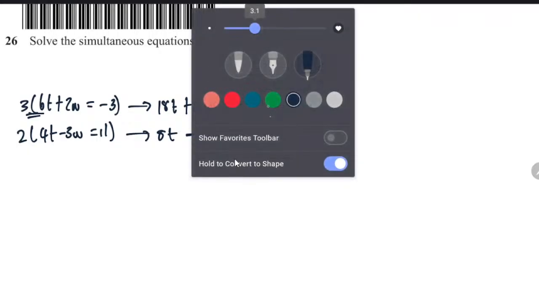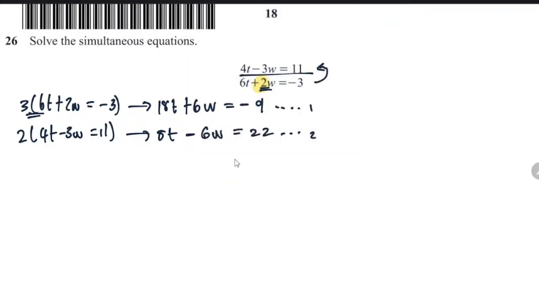If we add them, look how you do it like this, then you add. 18 plus 8, that's 26T. Then this 6W plus the negative one, they cancel. It will be equal to minus 9 plus 22. What do you get? 13. So now you say 26T will be equal to 13.